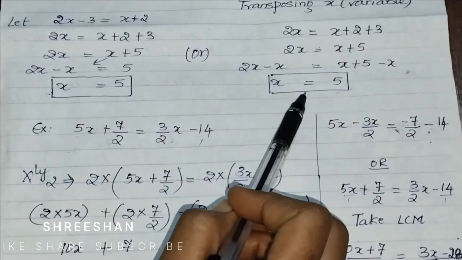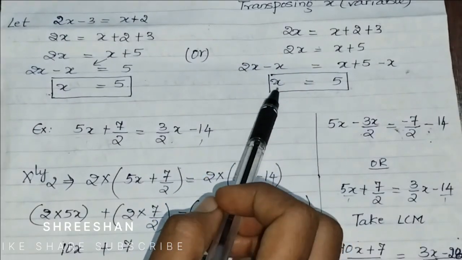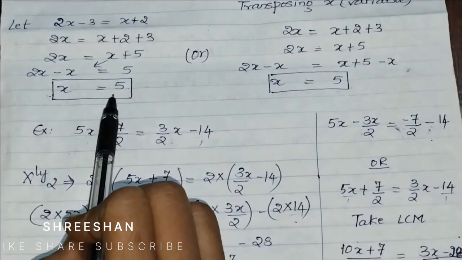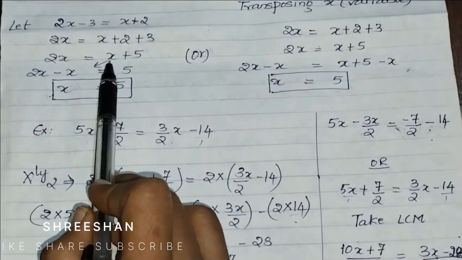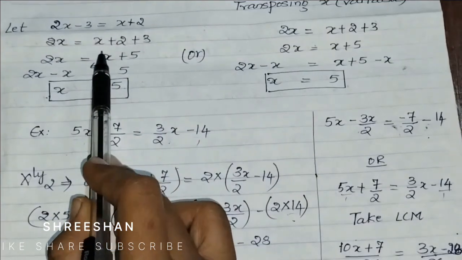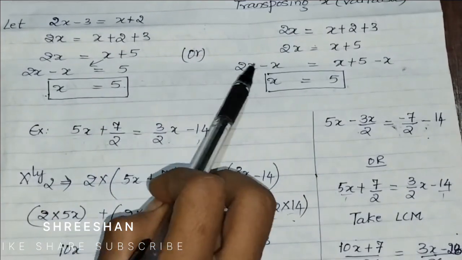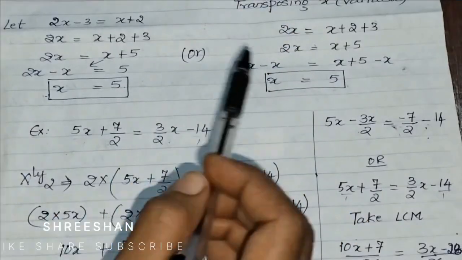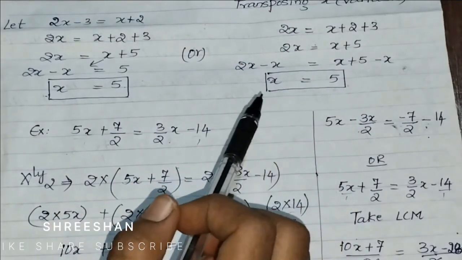Now you can get this value of x via the transposing method, and you can solve the same equation by this method also. You're just shifting this x to the other side, meaning you're subtracting this value from both sides without changing the value of the equation. So the value of x is x equal to 5.